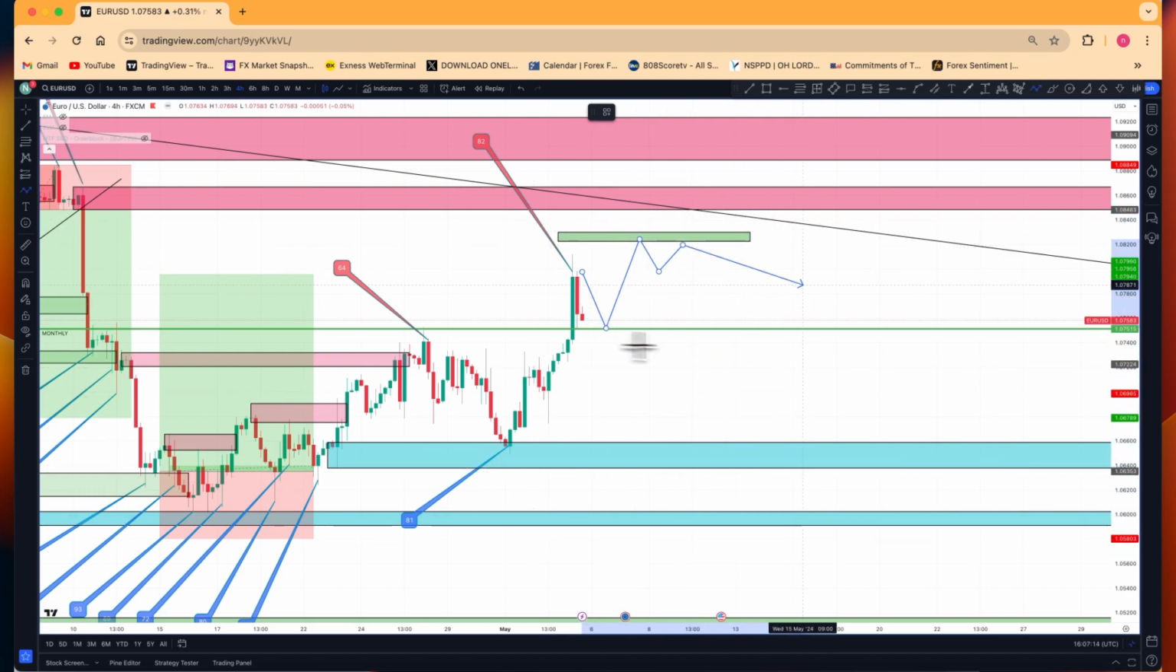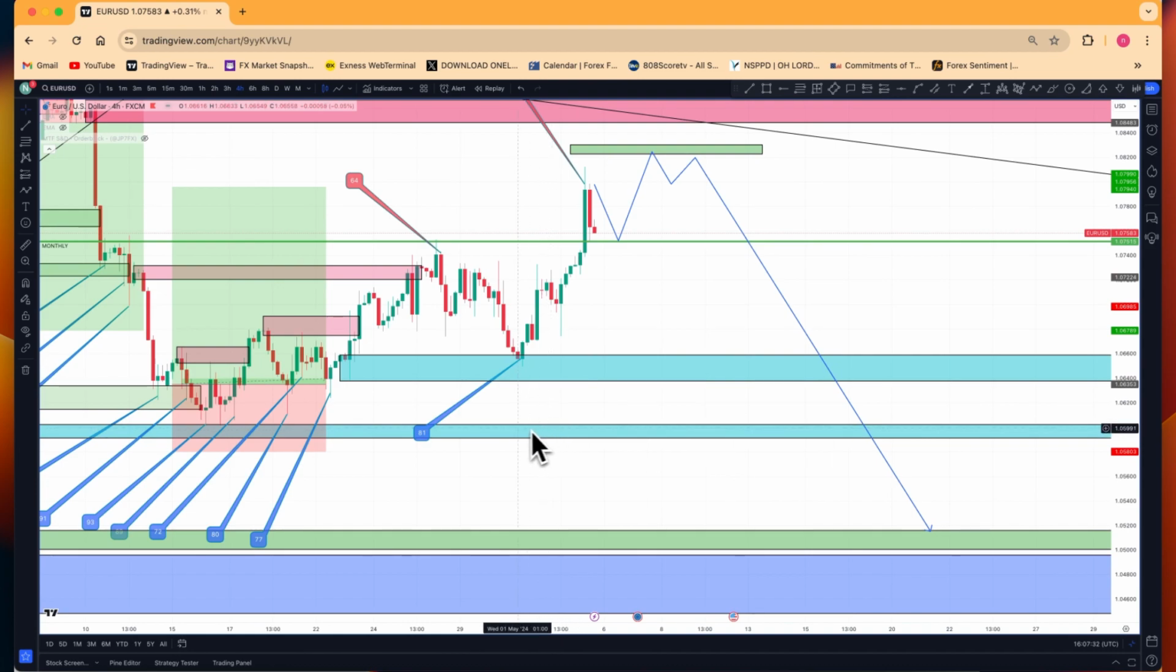It might not play out exactly the way I'm drawing it. I'm just demonstrating, giving you guys an idea of what I'm expecting, before I start looking for my sell to the downside.